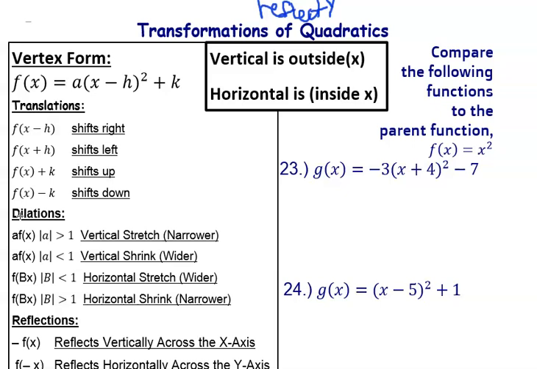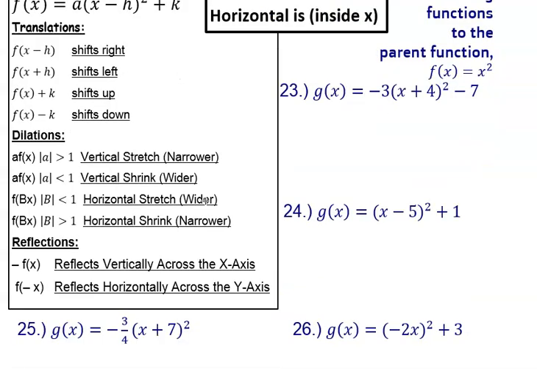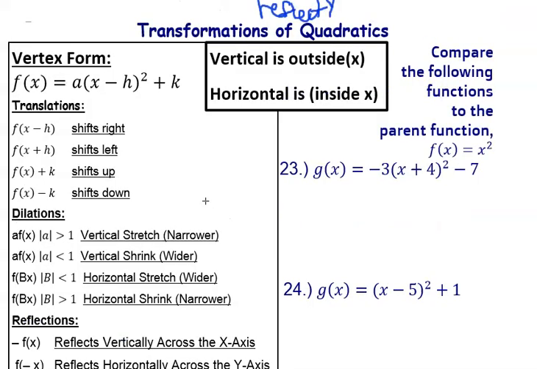This page is putting it all together, transformations of quadratics. Let's look at number 23. We have g(x) = -3(x plus 4) squared minus 7. Pause the video and see if you can identify all 4 transformations here. We are ready to check? Unpause the video.